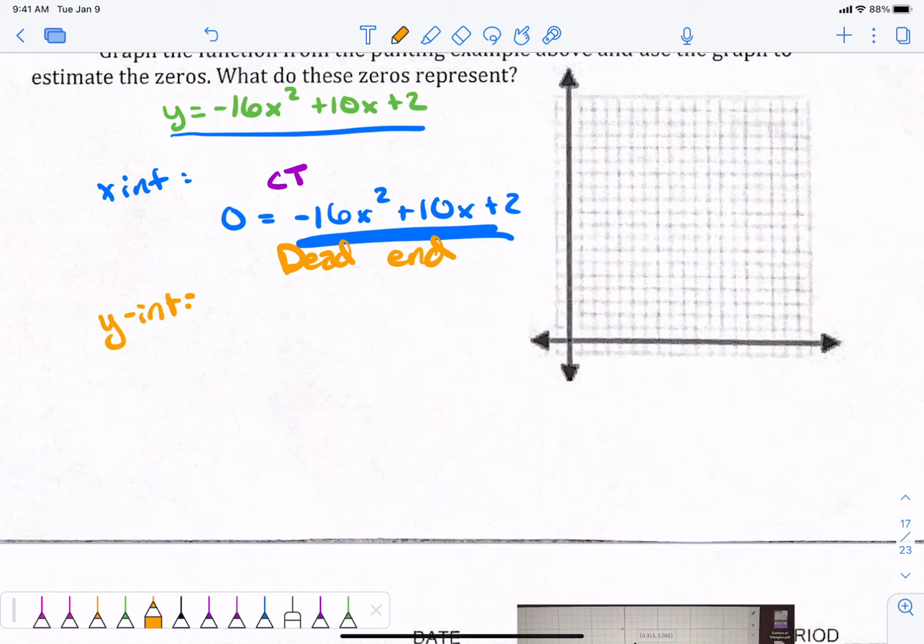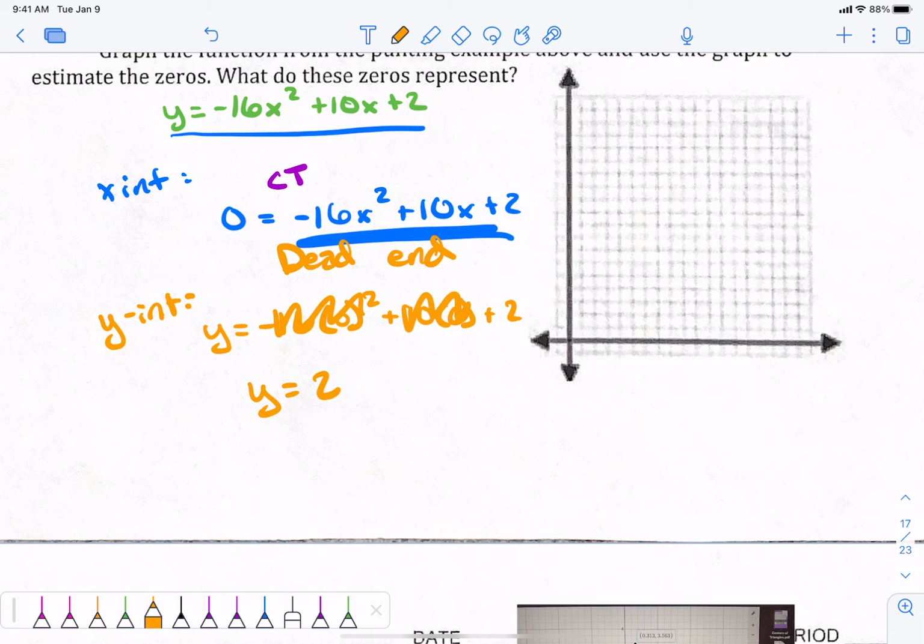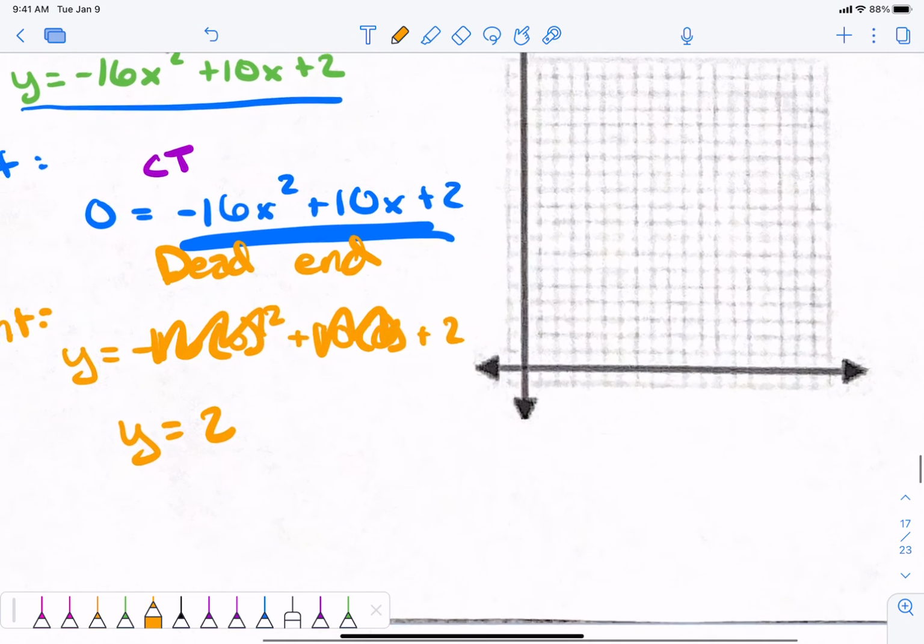So we're going to do y-intercepts now. Negative 16 times 0 squared plus 10 times 0 plus 2. What's the y-intercept going to be? We learned that quadratic in Algebra 1. That's fine. Y is going to be 2 because the zeros are going to go away, right? So it's going to cross the y-axis at 2.